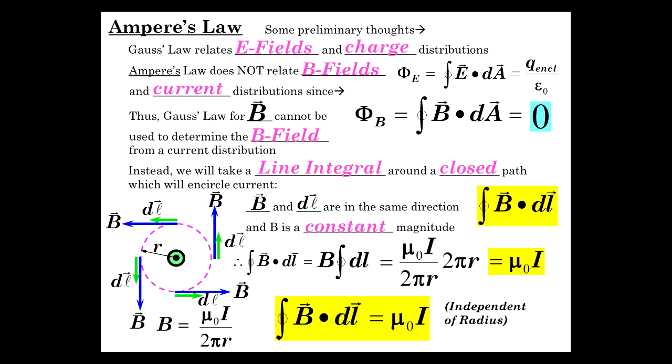And notice that you don't see radius in here. That makes sense because B is inversely proportional to r, but the integral of dl is proportional to r. Therefore, those two effects cancel. So here's almost the result that we're looking for. And now let's continue on with this idea.